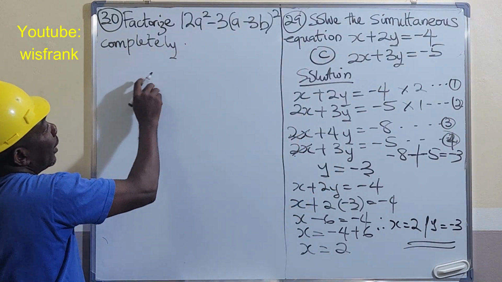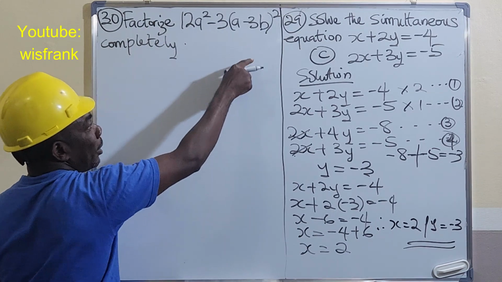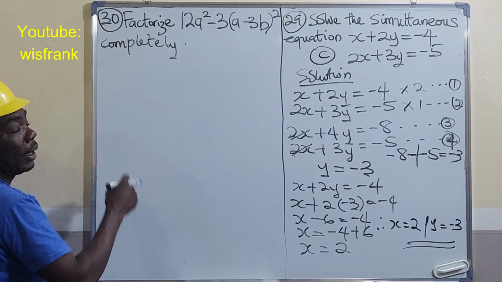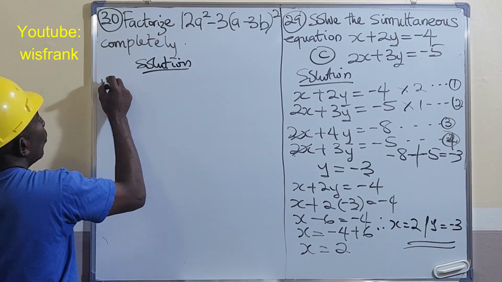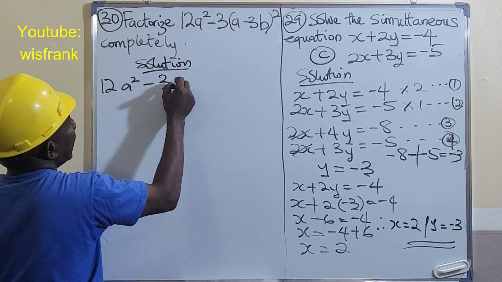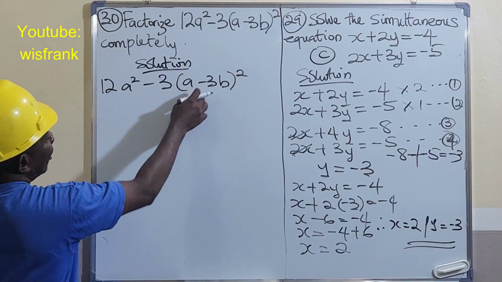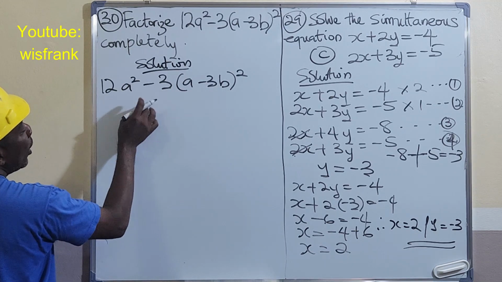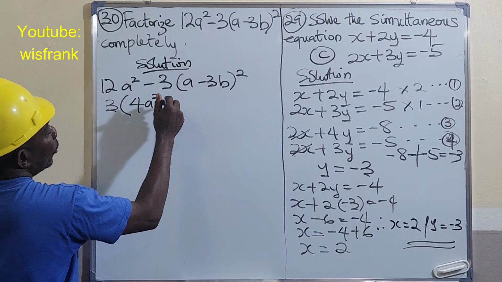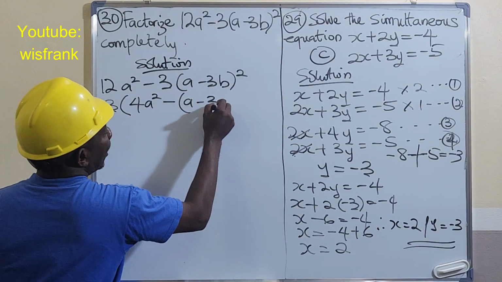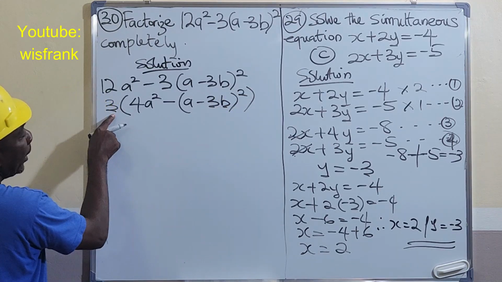Number 30. Factorize 12a squared minus 3 into a minus 3b all to the power of 2 completely. We are going to factorize this. We are given 12a squared minus 3 into a minus 3b squared. If you look at this, we can break it down. So here it will become 3 into 4a squared minus a minus 3b all squared. So here, 3 into all this.